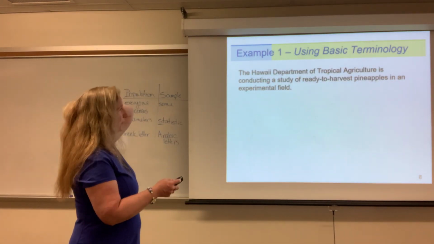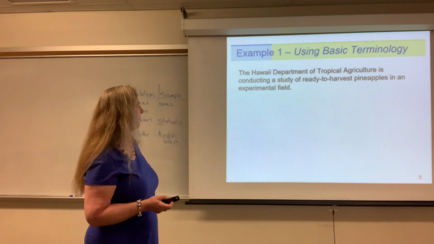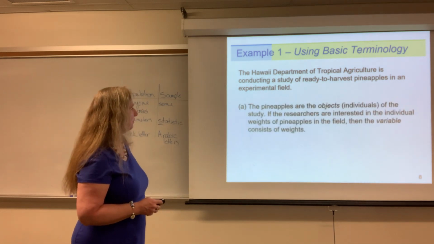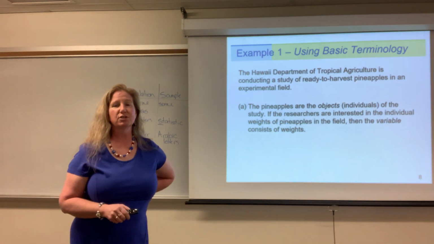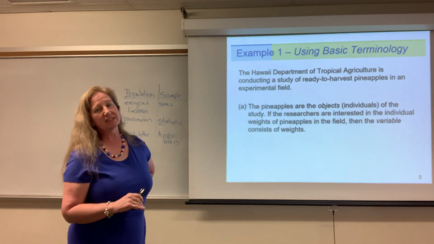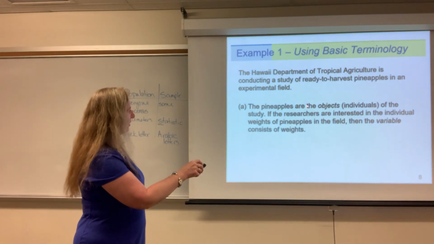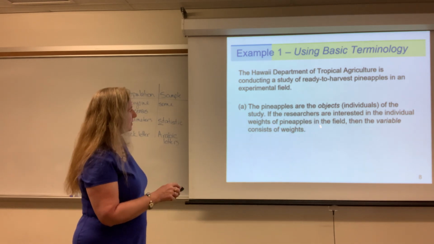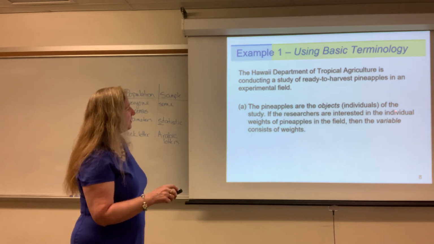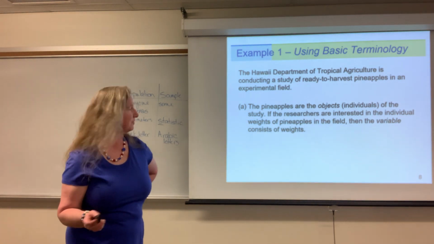So the Hawaii Department of Tropical Agriculture is conducting a study of ready-to-harvest pineapples in an experimental field. So the pineapples are the objects. They're individual. So each little pineapple, maybe each one has a little number, maybe not a name, but give them a number. And in the study, if the researchers are interested in the individual weights of pineapples in the field, then the variable is the weights. So that's a quantitative.